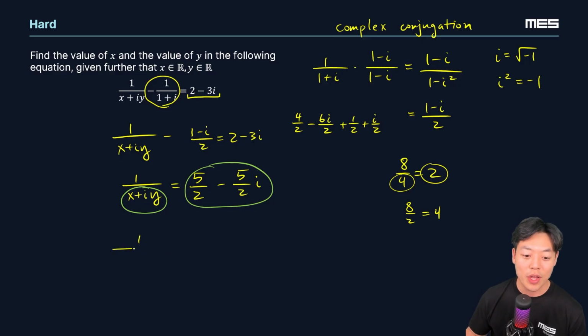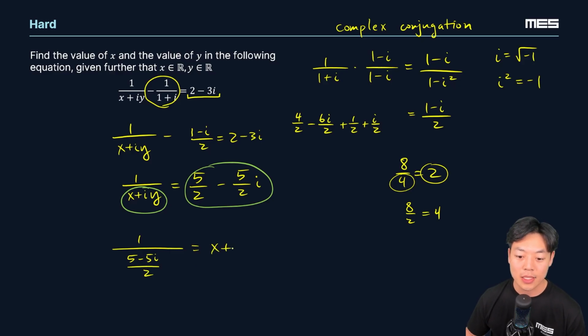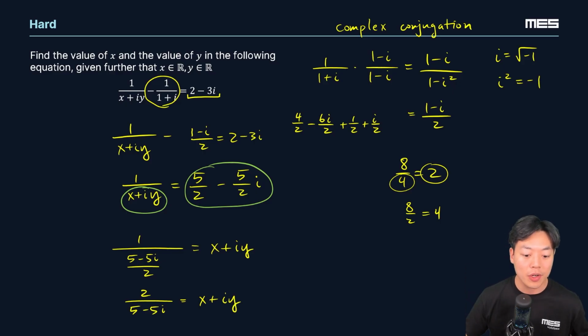So now we have 1 over, I'm going to put these together, by the way, 5 minus 5i all over 2 is equal to x plus iy. Now, if I do this, I get 2 over 5 minus 5i is equal to x plus iy. I need that i to be in the numerator. So what I'm going to do, again, is use complex conjugation to bring that i to the top.